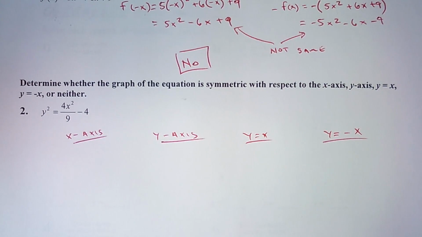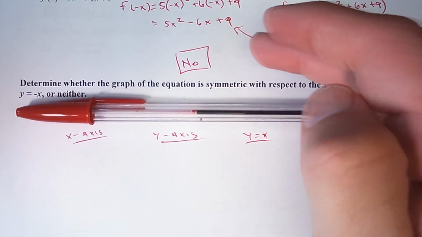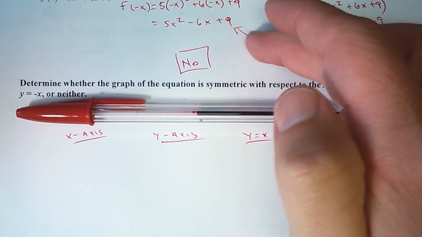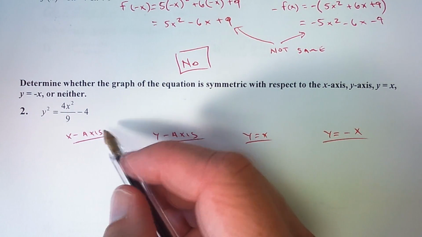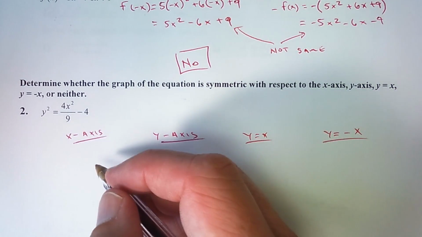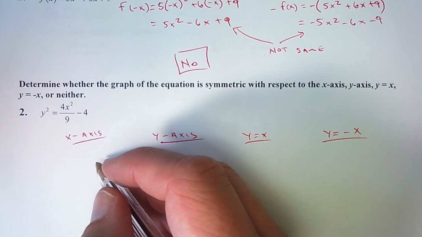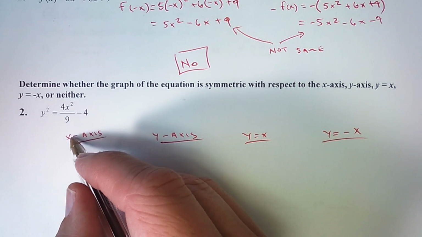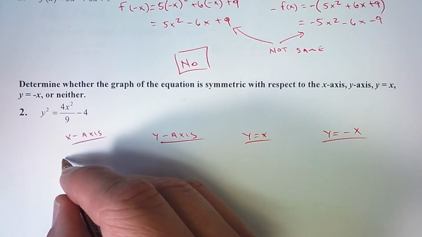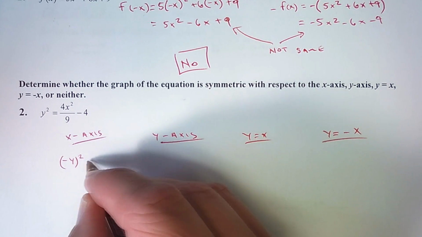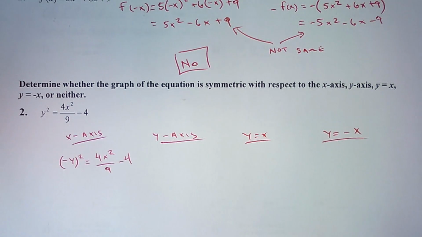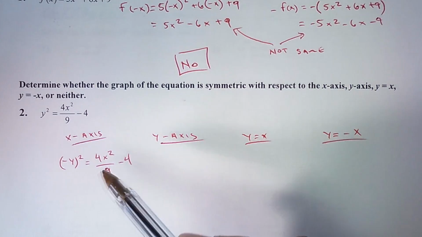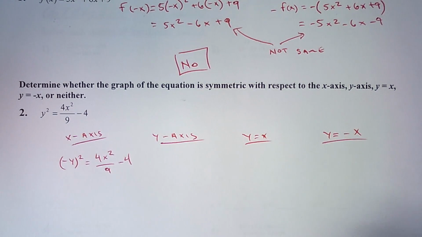For the x-axis, if there's symmetry about the x-axis, that means that this particular function's graph could flip vertically. That means that for every x that exists, for every y that exists, the opposite of y also exists. So to test for symmetry about the x-axis, we negate the y's. Negative y squared equals 4x squared over 9 minus 4. And then we determine if we can algebraically make that equal to the original.